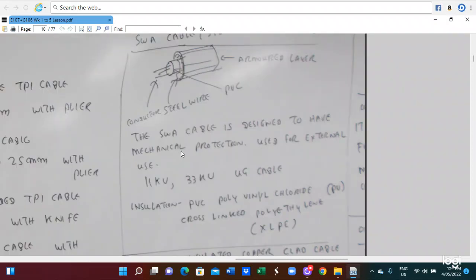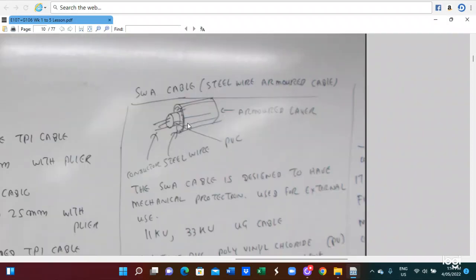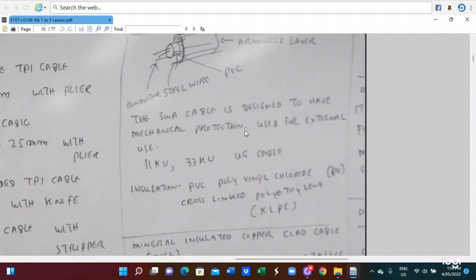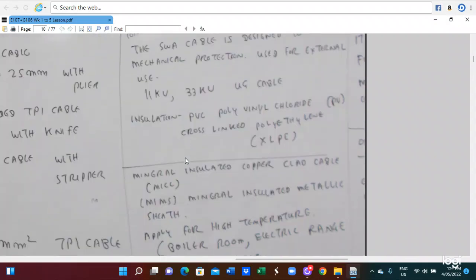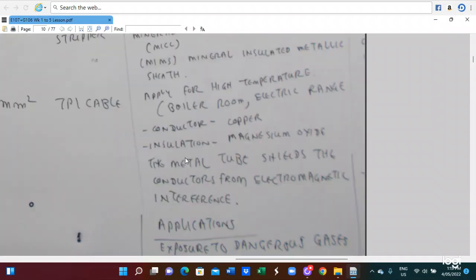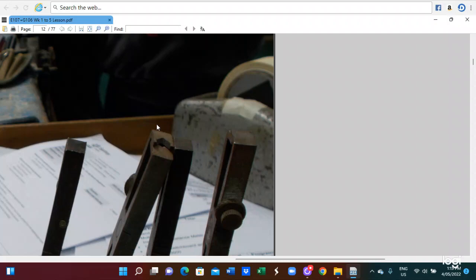So those are the tools that you have to utilize. SWA cable is a steel wire armor cable. They are used for the 11 kV and 33 kV armored cable. The application is for mechanical strength and protection. So students are working with this cable.